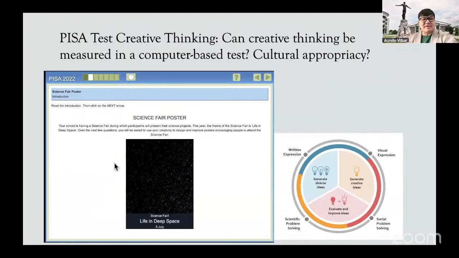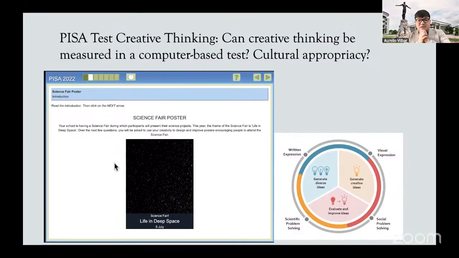Your school is having a science fair during which participants will present their science projects. This year, the theme of the science fair is Life in Deep Space. Over the next few questions, you will be asked to use your creativity to design and improve a poster encouraging people to attend the science fair.